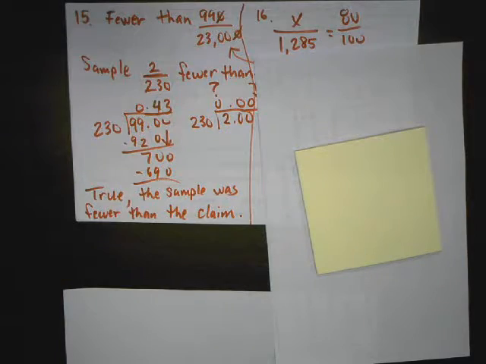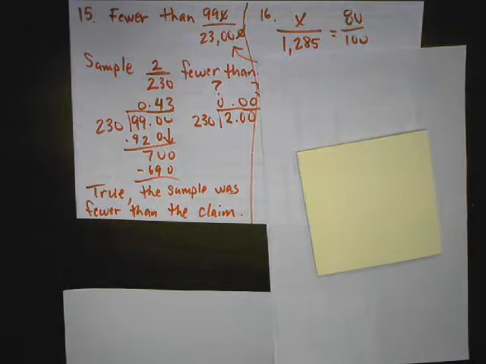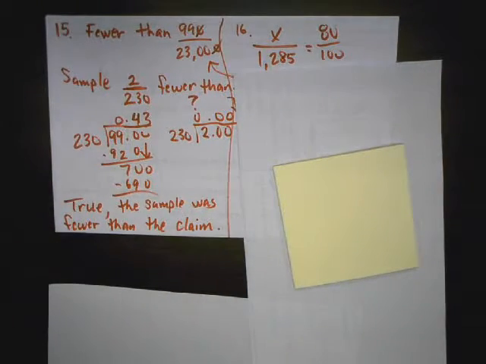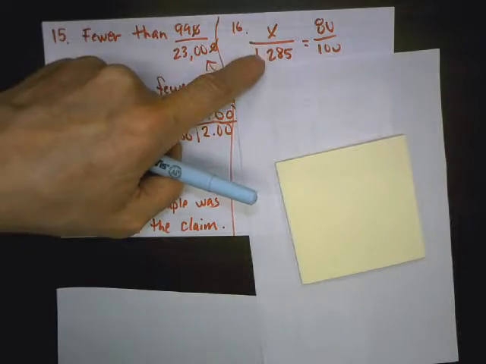So for 16, it says, based on a sample survey, a company claims that 80%, okay, so they're talking percents again, so we're going to use the percent proportion: is over of equals percent over 100. It says 80% of the customers are satisfied. Out of 1,285 customers, how many would be satisfied? So in other words, we're going to find 80% of 1,285. That's why the number goes on the bottom this time, because it is over of. We're finding 80% of this number.